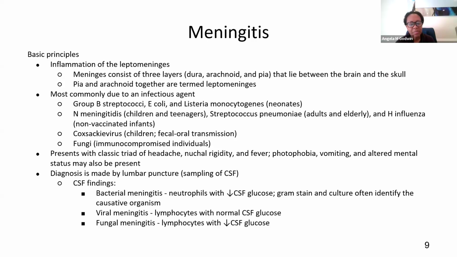Normally, the best diagnosis would be, again, that lumbar puncture and looking at cerebrospinal fluid. I mentioned this previously. So bacterial meningitis, thinking again, neutrophils, that low CSF glucose, because again, glucose is being eaten by the bacteria. The gram stain and culture often identifies the organism. So doing the culture, getting the fluid, staining it, then you can figure out, am I dealing with E. coli or group B strep, and how to treat that.